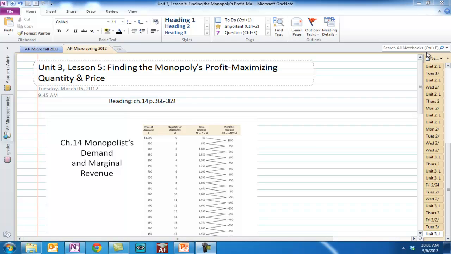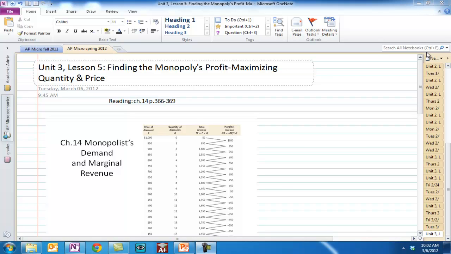Welcome to Unit 3, Lesson 5. In this lesson, we're going to look at how the monopolist finds the profit-maximizing quantity to produce and the price to charge. Remember, now that we're looking at monopoly instead of perfect competition, they have complete market power, which means the ability to set whatever price they want. So they get to choose a price now, in addition to a quantity, and see which combination maximizes their profit.